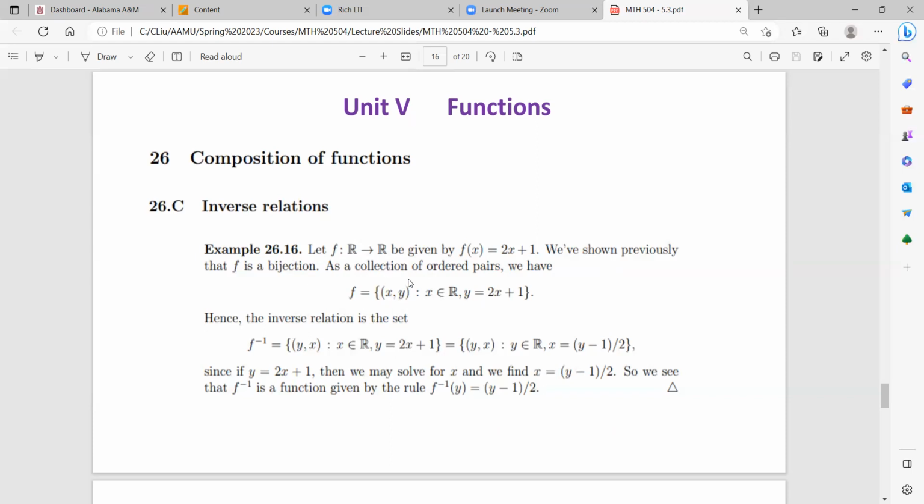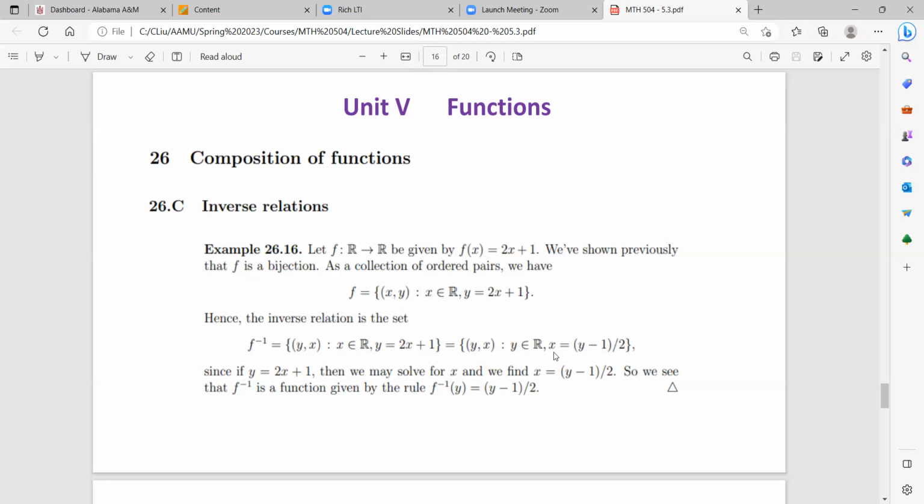So if we write this function as all the pairs (x, y), for any x, just compute y using this formula, 2x plus 1. So the inverse relation is just flip these two numbers, x and y, so you get all the pairs (y, x). And this time, you have to choose y as the variable because that's the first coordinate. So then you have to express x in terms of y. If you solve this equation y equals 2x plus 1, then you get x equals (y minus 1) over 2, and that's pretty easy to solve.